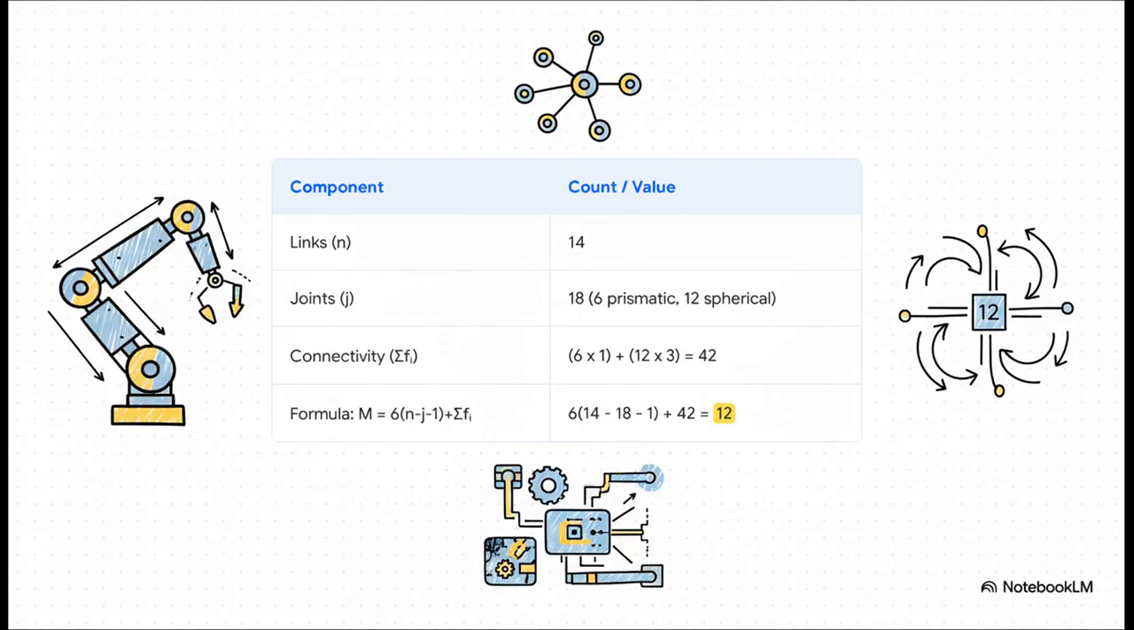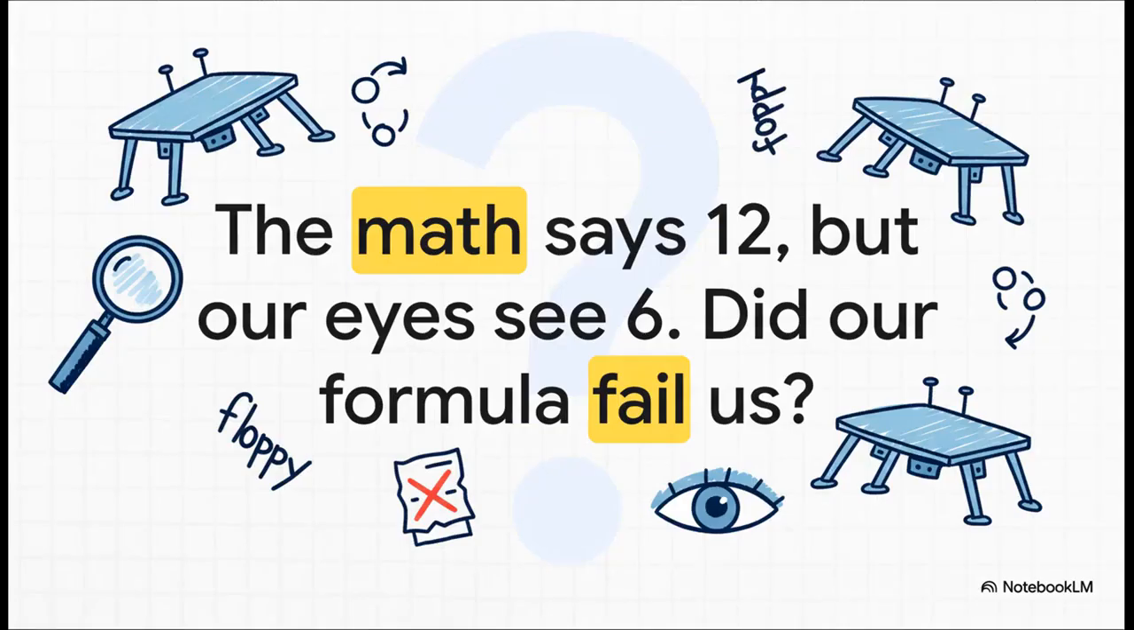But when we get down to it, and we carefully count all the links and all the joints and run the numbers through our 3D formula, something really weird happens. We have 14 links, 18 joints, and a total connectivity of 42. We plug it all in, and the answer we get is 12. So here it is, our big paradox. The math says 12, but our eyes and common sense say 6.